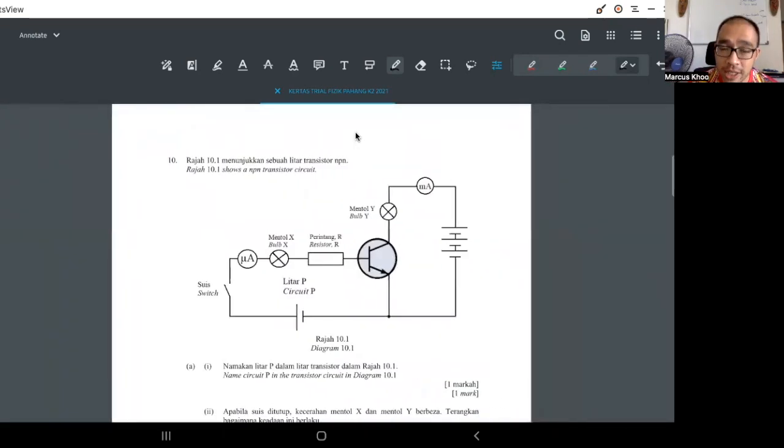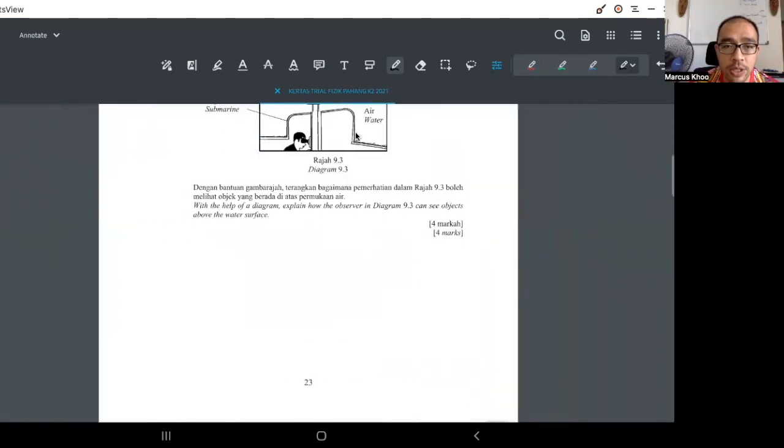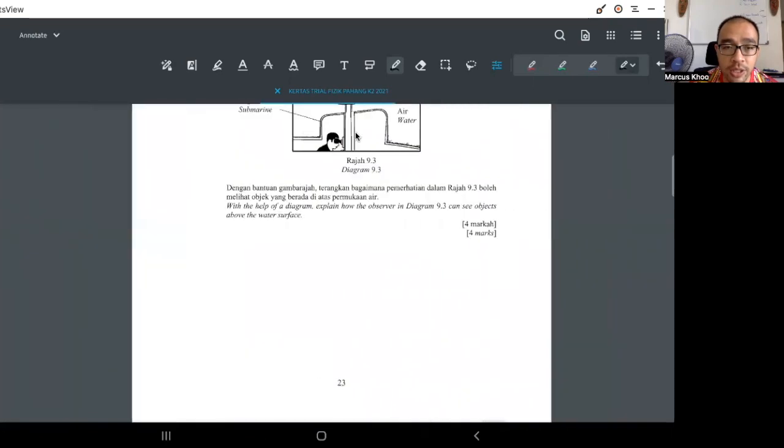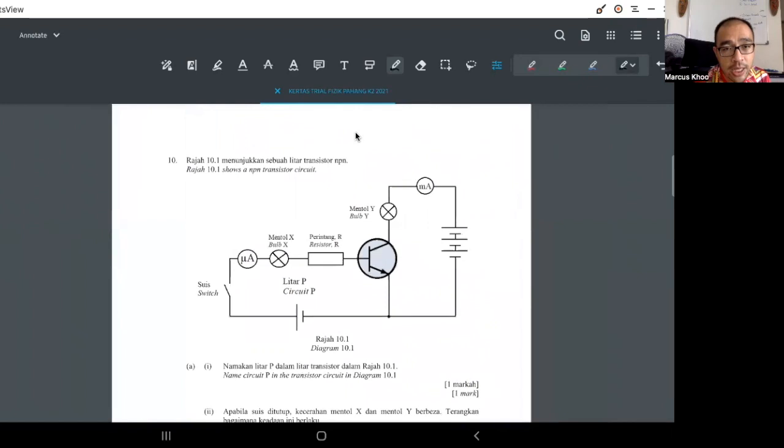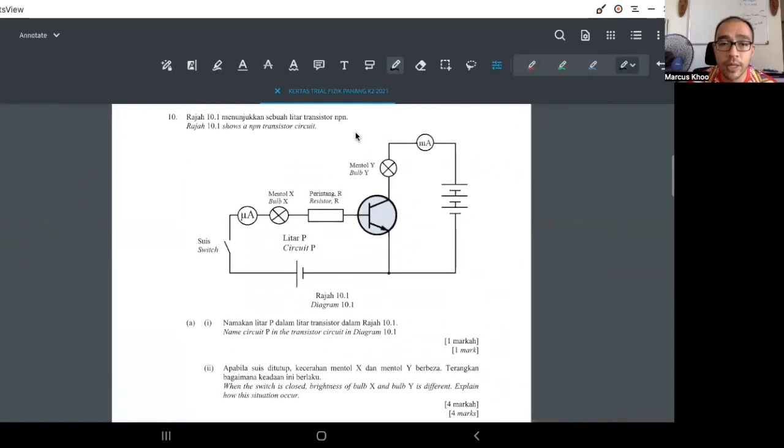Okay, question 10. Oh, that's interesting. There's no calculation question. Oh, there is a calculation question. B, done already. Question 10, NPN circuit. Name the circuit P in the transistor circuit in 10.1. In 10.1, this circuit P is known as the base circuit, manakala this one is known as the collector circuit.